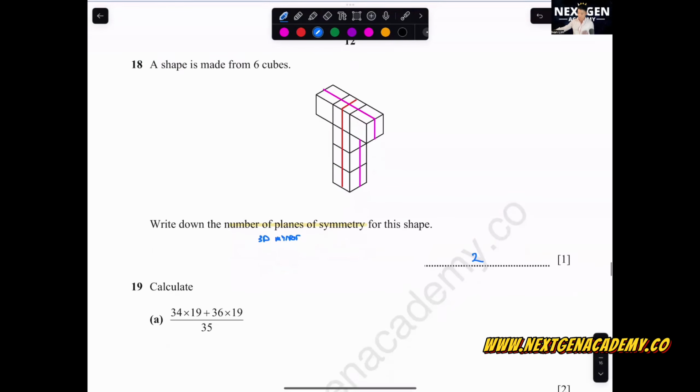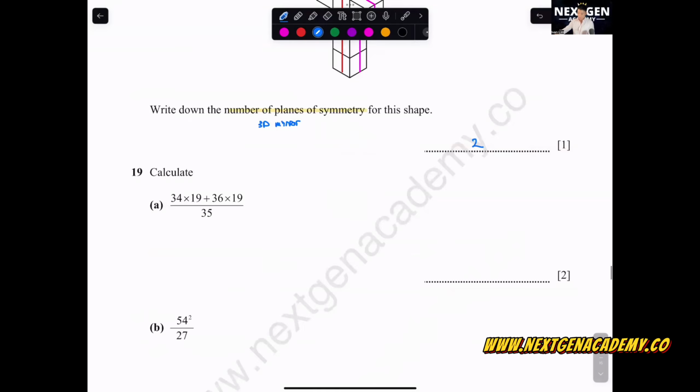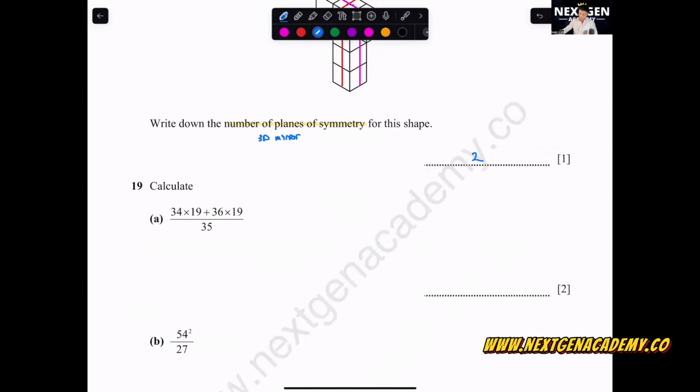Okay, let's go to the next one. 34 times 19 plus 36 times 19 over 35. A 2-mark question. Is there a way to simplify how to do this? 34 times 19 plus 36 times 19. What will y'all do? We don't want to make it so complicated. Got something common, right? 19 and 19. So how can we simplify this equation?